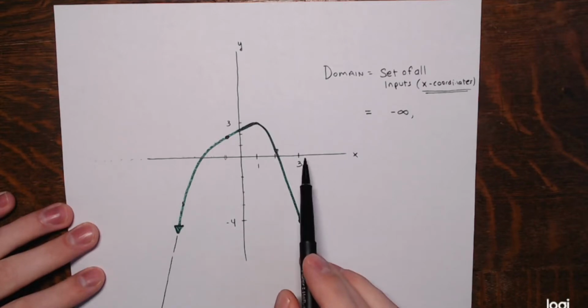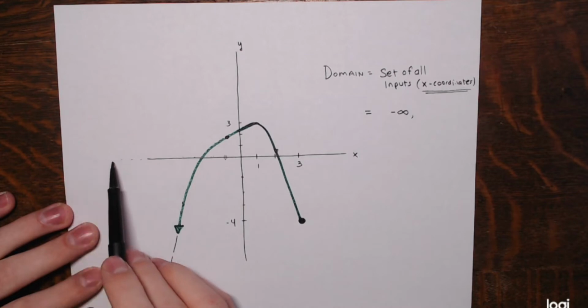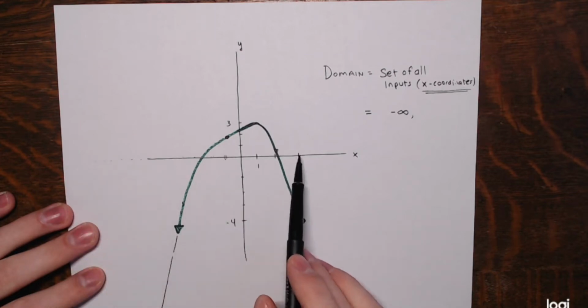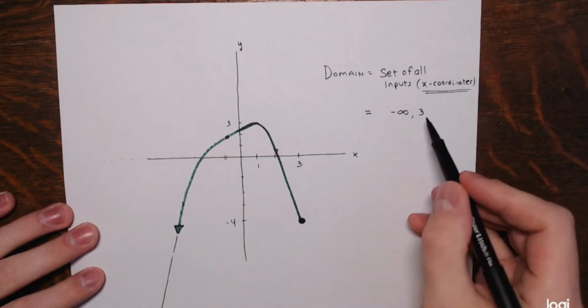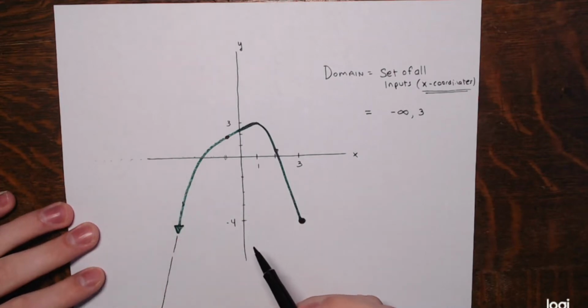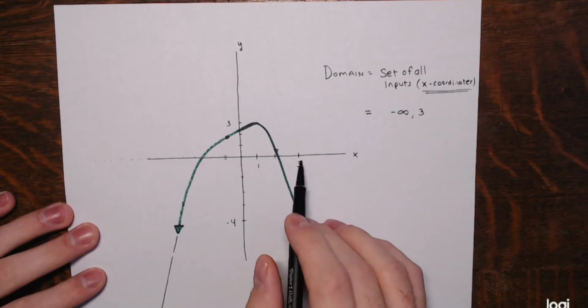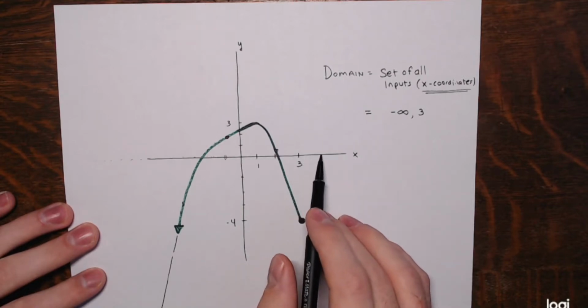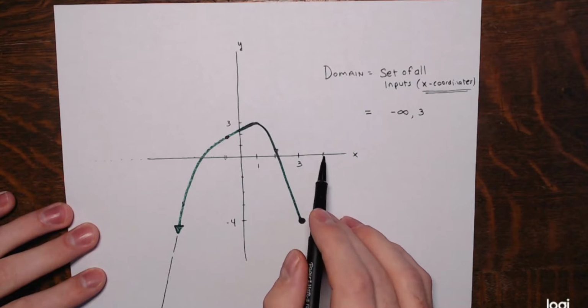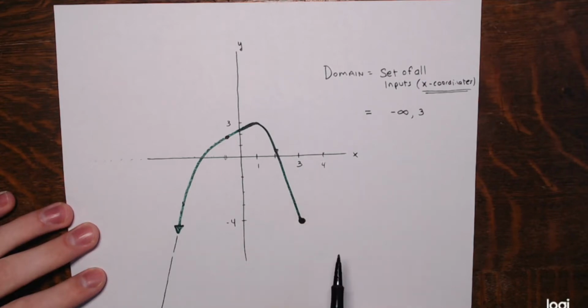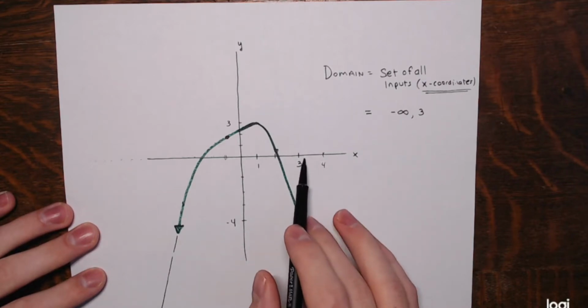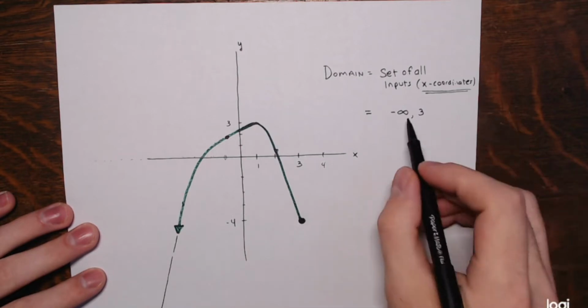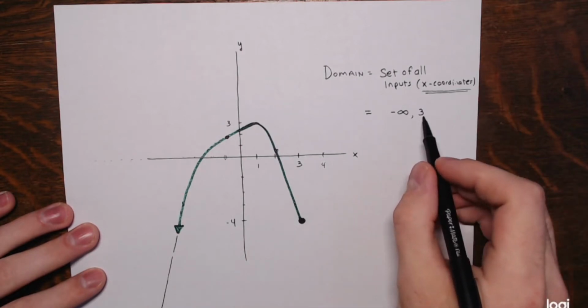So from negative infinity up to positive 3, we have values that are in the domain of this function that are actually used as x-coordinates. After 3, there's nothing. The x value of 4 is not an x value for any point on this graph. Anything beyond 3 is not used. So I have from negative infinity up to 3.